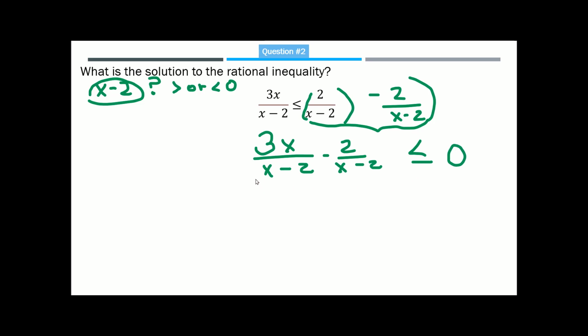Now I'll look at my denominators and I try to determine if I have a common denominator, which I do, so I don't have to find one and then multiply the numerator and the denominator so that I can combine like terms. I can just combine these numerators, 3x, and then we're subtracting 2, 3x minus 2 over x minus 2 is less than or equal to 0.